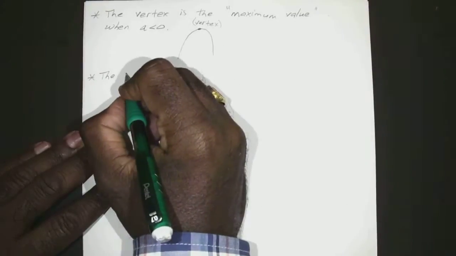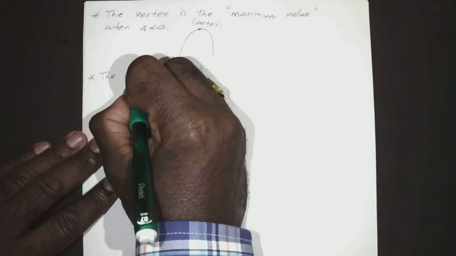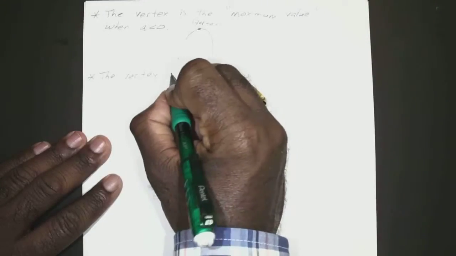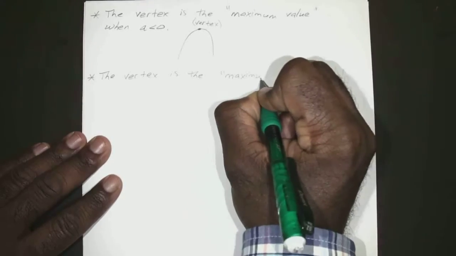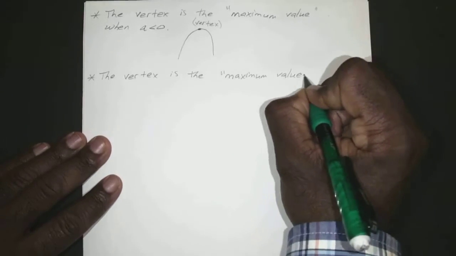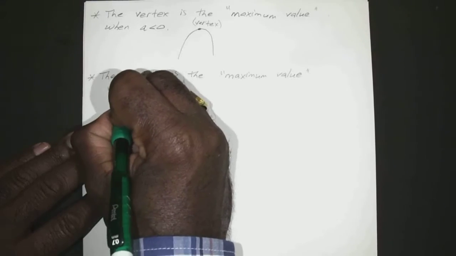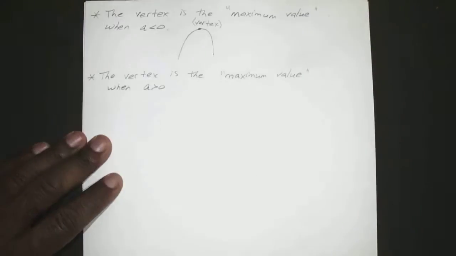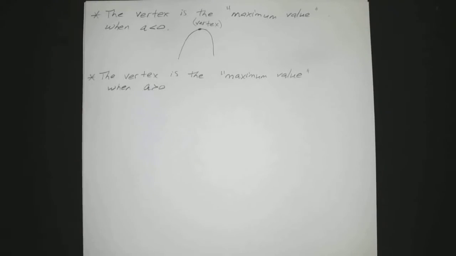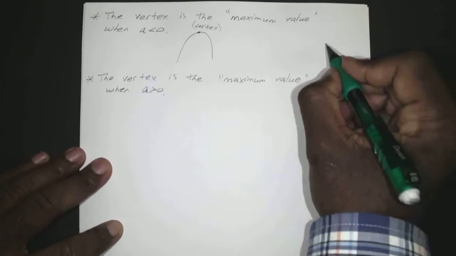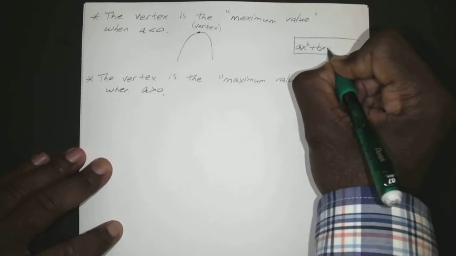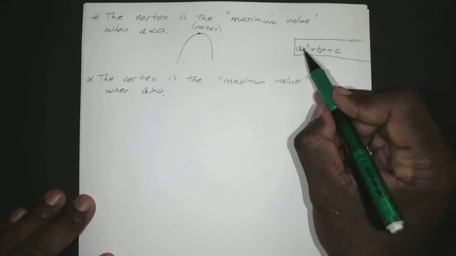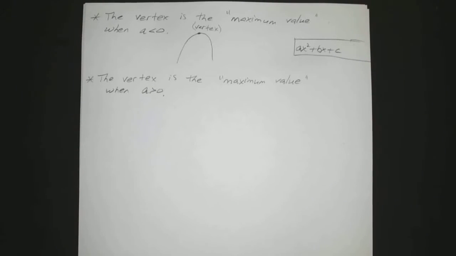But when you have just a regular positive coefficient of x squared, it's the maximum value when a is greater than 0. And remember, we're just thinking about the ax squared plus bx plus c. So that's the a we're talking about. Yes? Would it be the minimum value? Or? Nope, it would be the maximum.